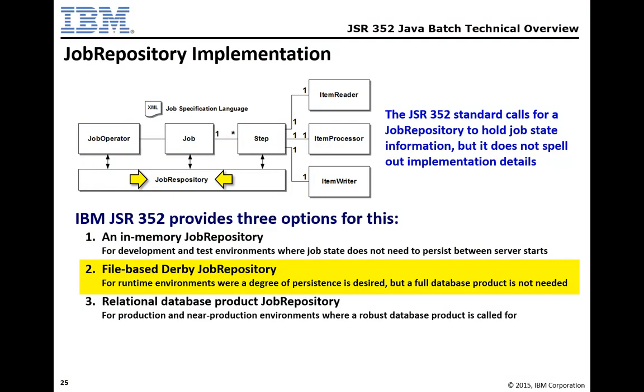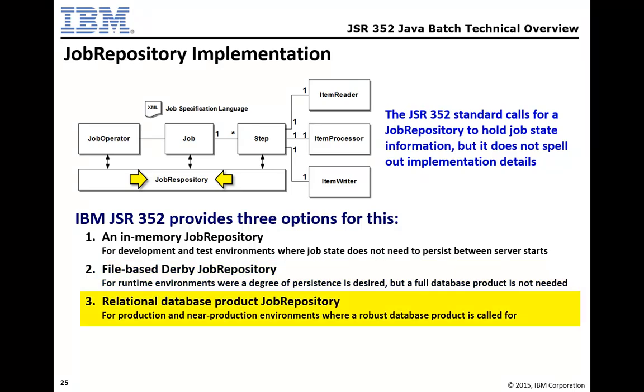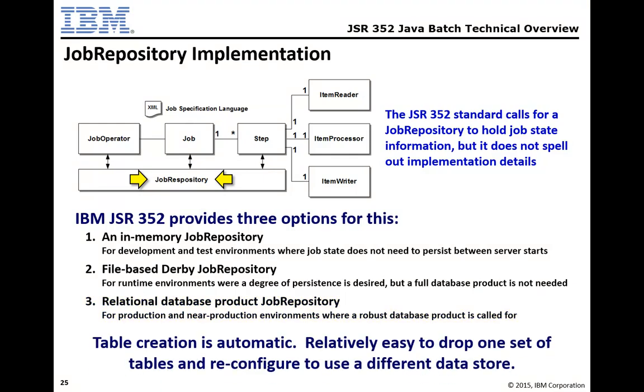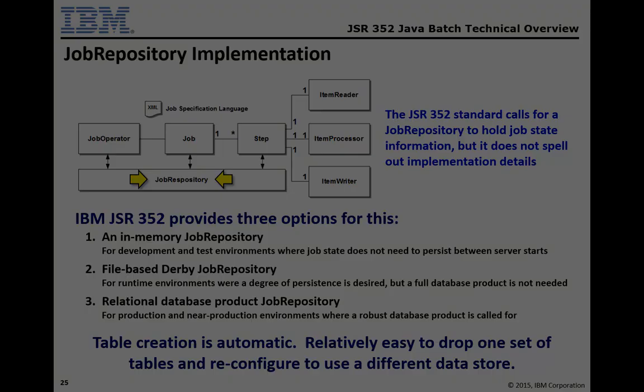A file-based Derby job repository. This will survive a server restart and has the benefit of being relatively easy to set up. This is good for more robust test environments. A relational database product job repository, such as IBM DB2. The table creation for the job repository is automatic, and it's relatively easy to drop the tables and start with a fresh set if you want. Also, you can start with Derby, for example, and then later drop those tables and recreate in DB2 when you move to a production environment.